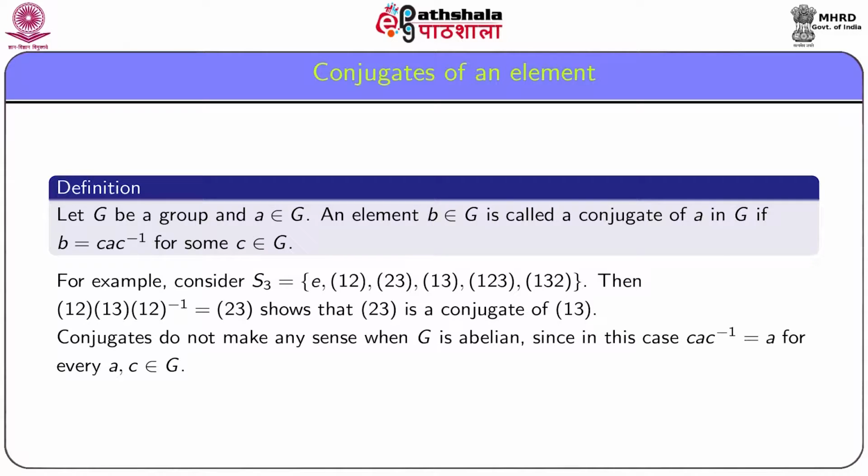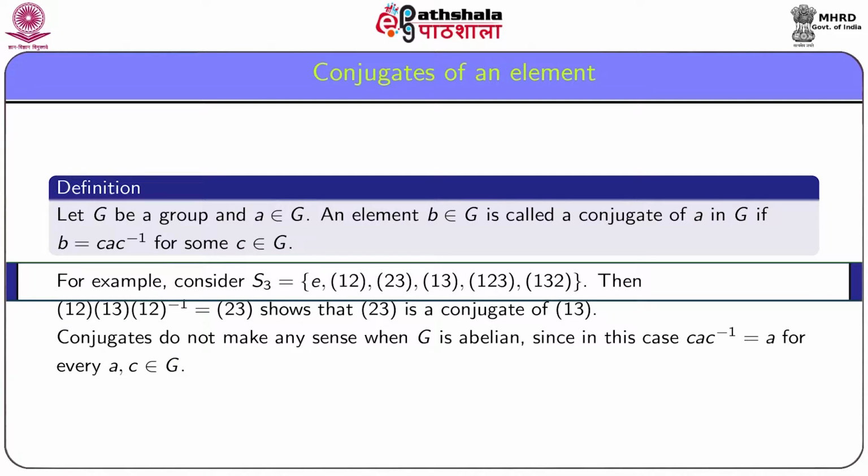Let G be a group and A belongs to G. An element B belongs to G is called a conjugate of A in G if B is equal to C A C inverse for some C belongs to G.